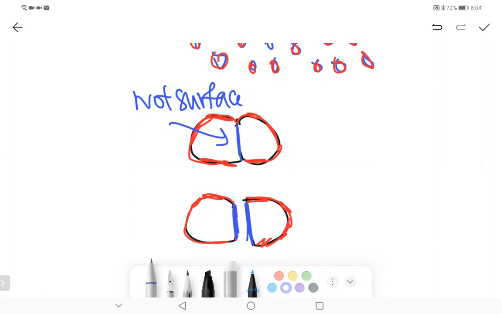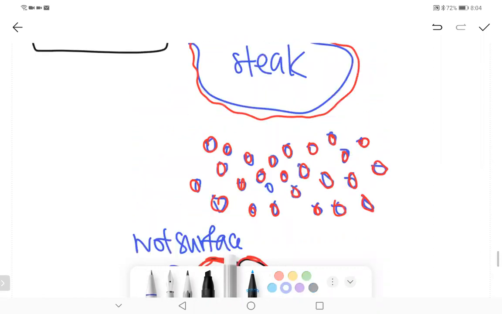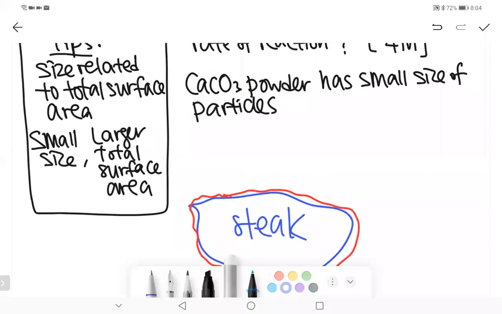So everyone, can you type in the chat box? Can you understand this? The smaller the size, the bigger the surface area. Are you okay with this? Guys, can you type in the chat box and let me know if you are okay with the concept: the smaller the size, the bigger the surface area.